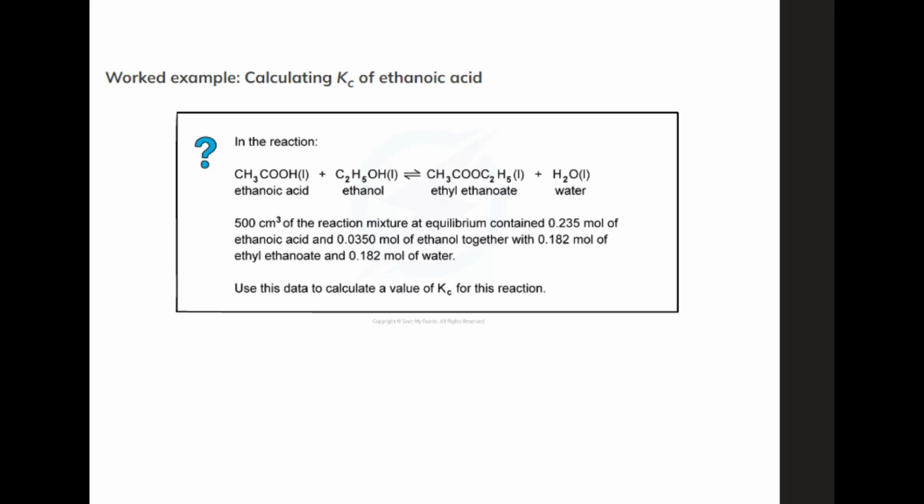Now this one, you try first. First of all, let us write down the formula for Kc. What is your formula for Kc then? H2O times CH3COOC2H5 over CH3COOH times C2H5OH. Yes, so this is the formula. The formula is correct.